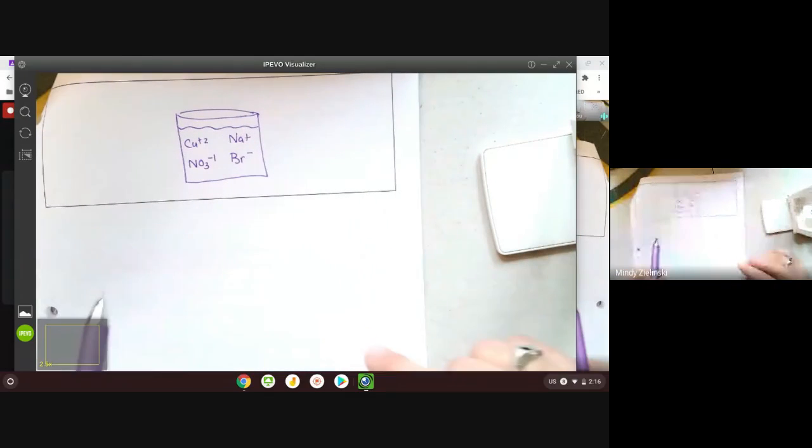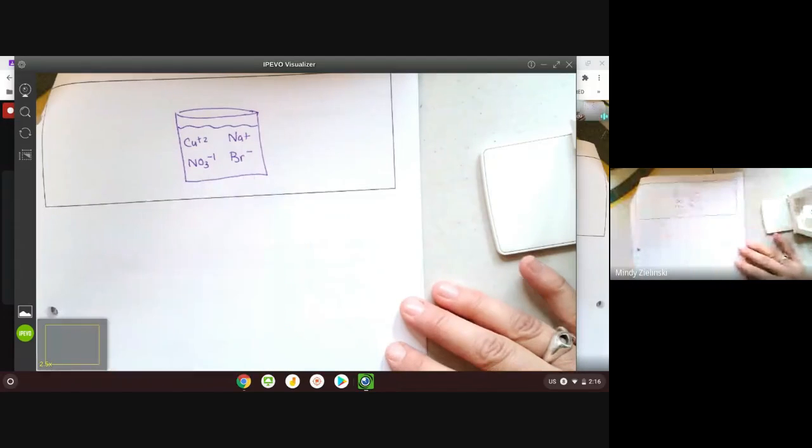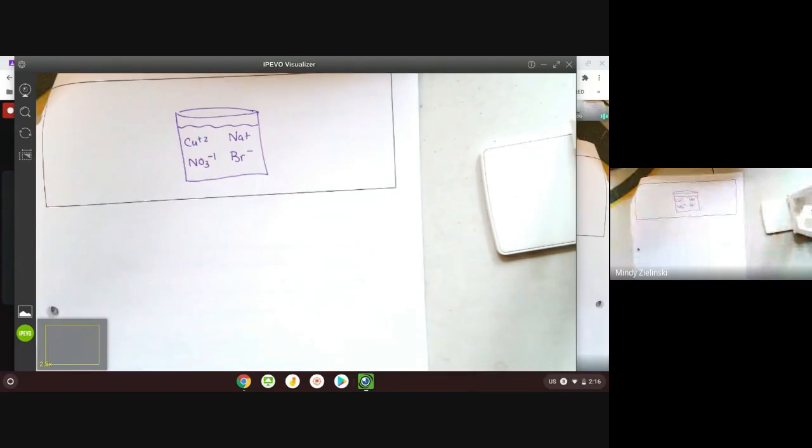Nothing combines together. There is no cloudiness. There's nothing that is going to layer out on the bottom of the beaker. But it's still important. They're all soluble. They're all going to stay in that ionic solution and in an aqueous form. Okay, so that talks you through how to do that.